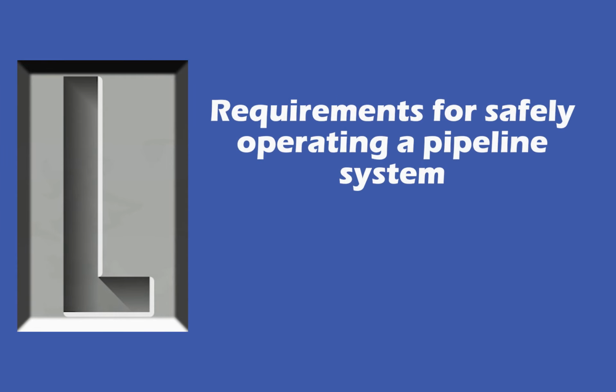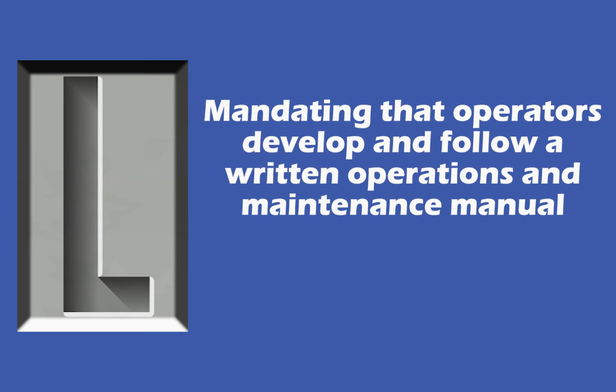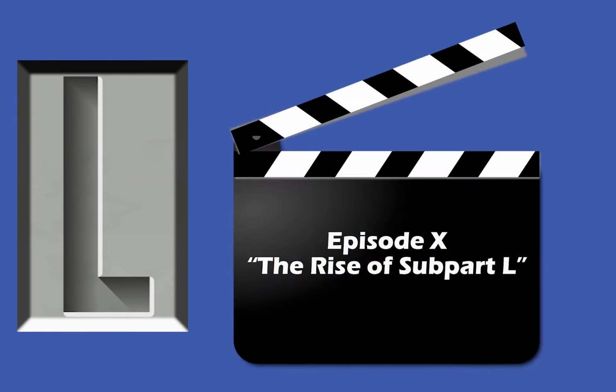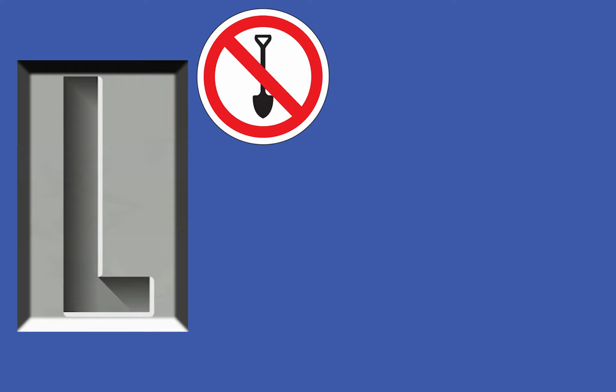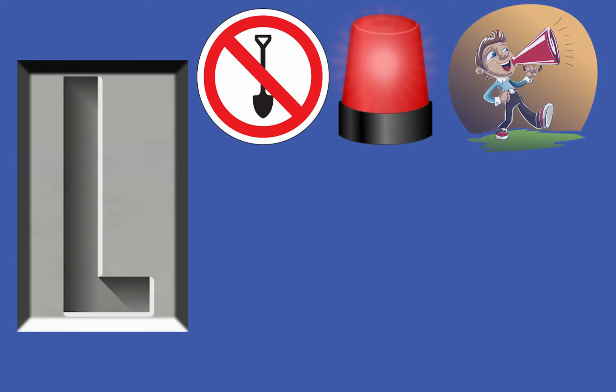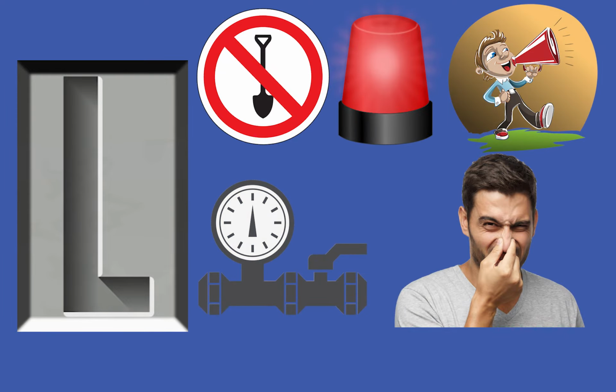Subpart L is pretty intense. It describes the requirements for safely operating a pipeline system, including mandating that operators develop and follow a written operations and maintenance manual. We have a whole other video on this thing, but for now we'll just tell you that the manual includes procedures for operating, inspecting, and maintaining the pipeline. It also discusses excavation damage prevention, emergency response, public awareness, purging, and the odorization of gas.